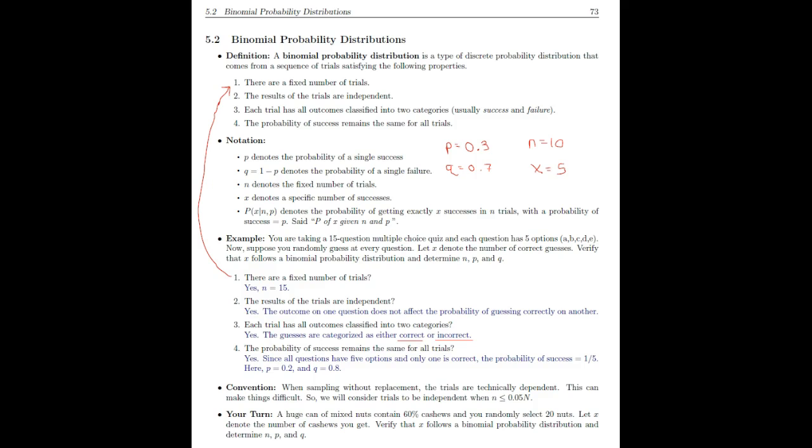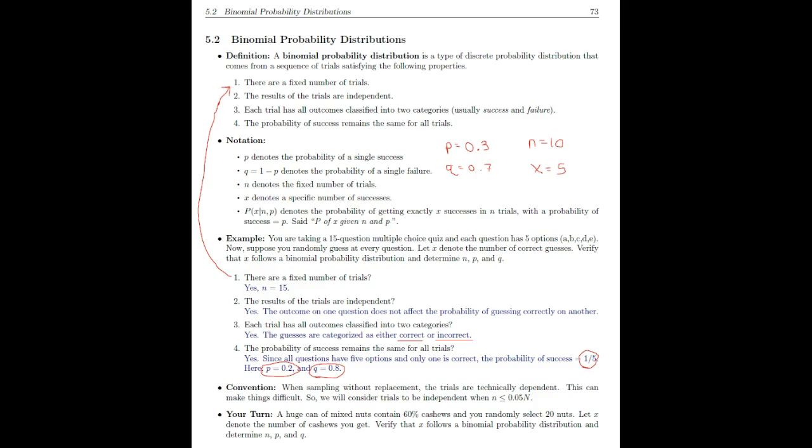And is the probability of success, does it remain the same for all trials? Yes, since all questions have 5 options, and only one of them is going to be correct in any of them, the probability of success is always 1 out of 5, so that's your P, and therefore your probability of failure would be 4 out of 5, or Q, which you could express as decimals as Q equals 0.8 and P equals 0.2.